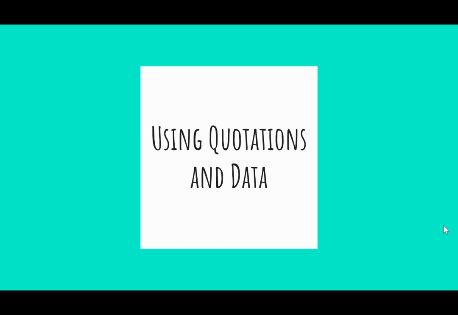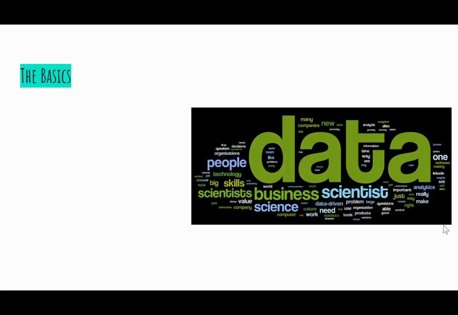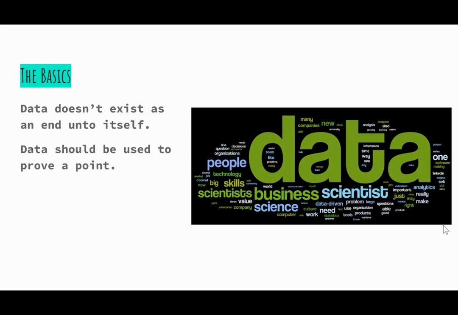Some general statements about using quotations and data, and then I will even try to provide an example that I hope is helpful. The basics. Data doesn't exist as an end unto itself. Data is always a means to an end. It should be used to prove a specific point. This is the point I'm trying to make. Here's the data. Here's how the data proves the point.